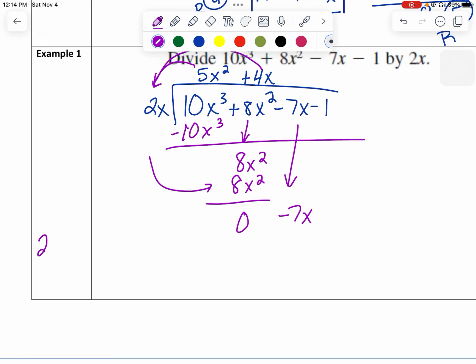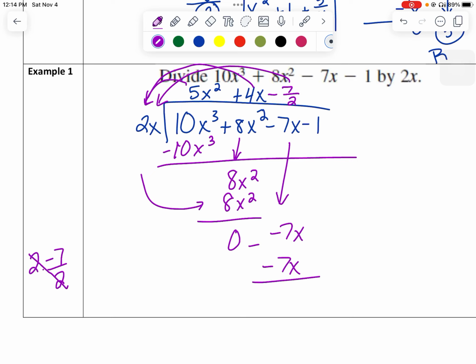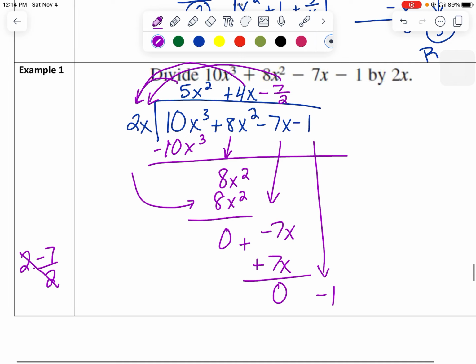So 2 times negative 7 over 2, the 2's would cancel and you would be left with the negative 7. So you have to think about that carefully, but we already have an x, so we just need a negative 7 halves. And then negative 7 halves times 2x would be negative 7x. And you'd subtract, so negative 7x minus negative 7x would turn to a plus, so you'd get 0. You'd bring back down your next term and you get negative 1.